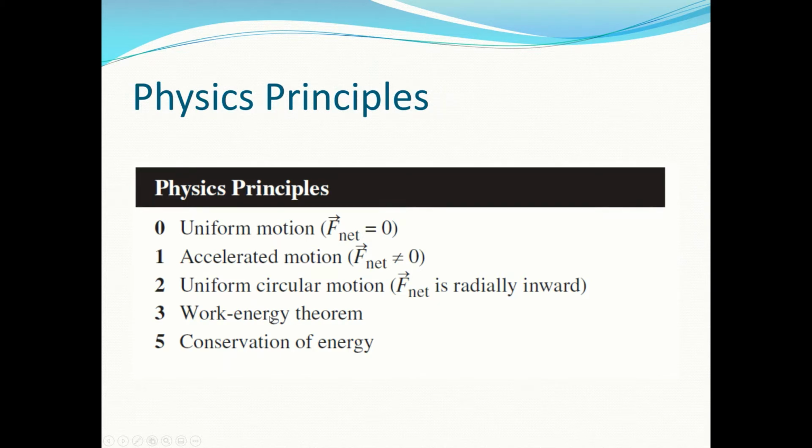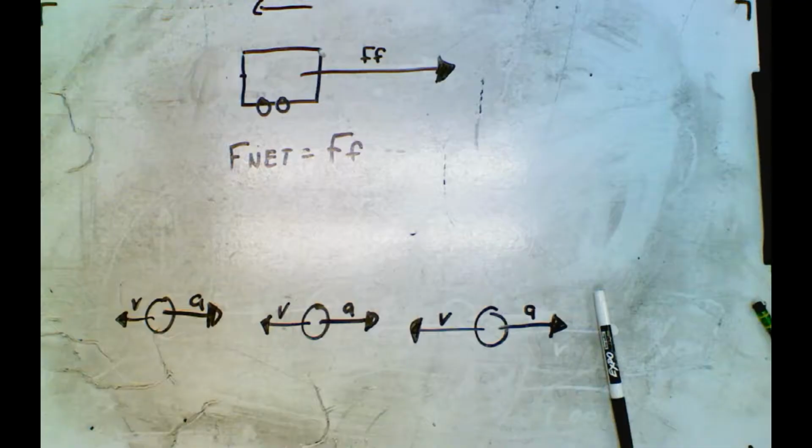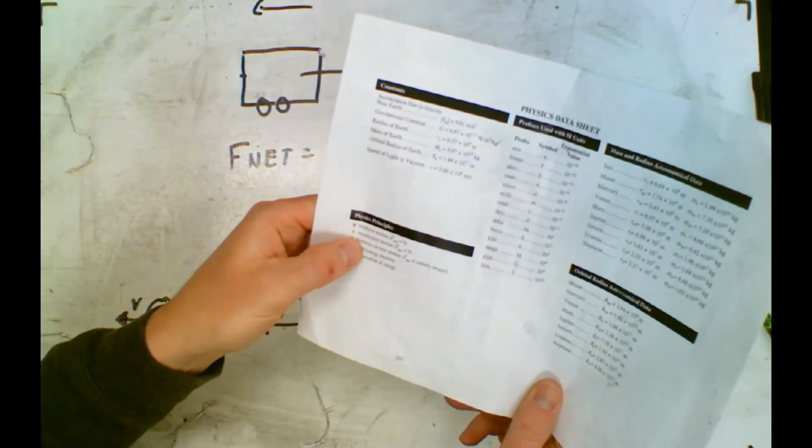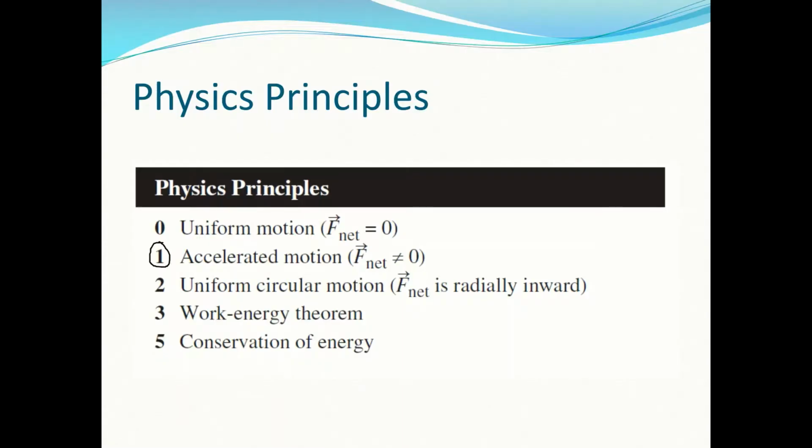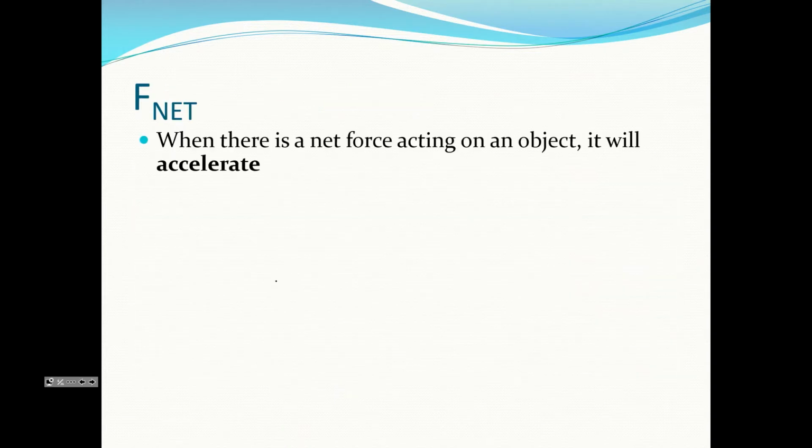So now that we are dealing with acceleration, we can use a new physics principle. And our new physics principle is physics principle number 1. And remember that this is on the back of your data booklet. So on the back of your data booklet, there's these physics principles here, and we have physics principle number 1. So on a test, I could ask a question, what physics principle are you using? Well, we are using physics principle 1 because our F net is no longer 0. Okay, so when there's a net force acting on an object, it will accelerate.